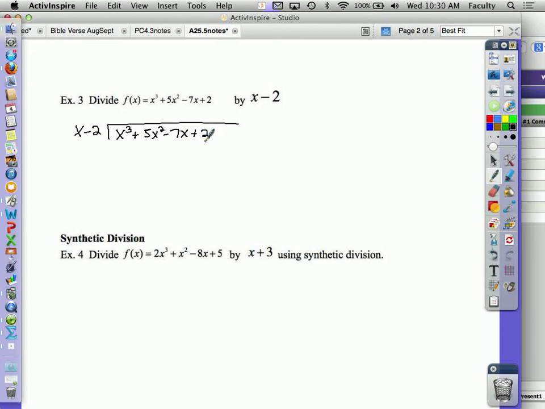I'm going to go ahead and start this one now. X times what is x cubed? Well, that'll be x squared. So you get x cubed minus 2x squared. I take the opposite and add.